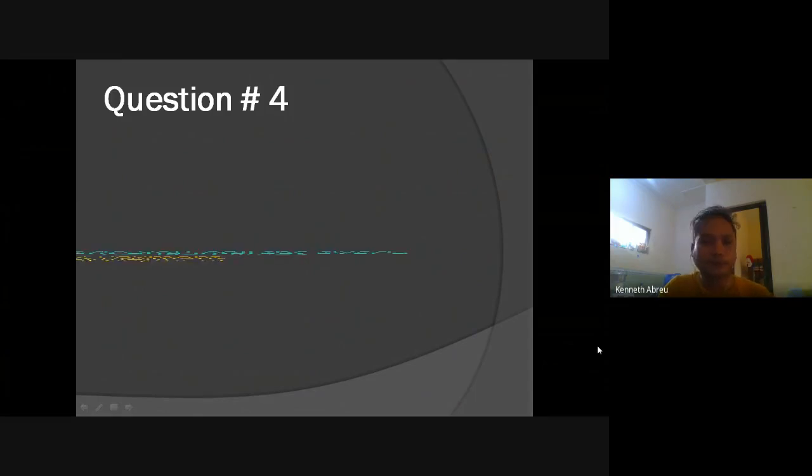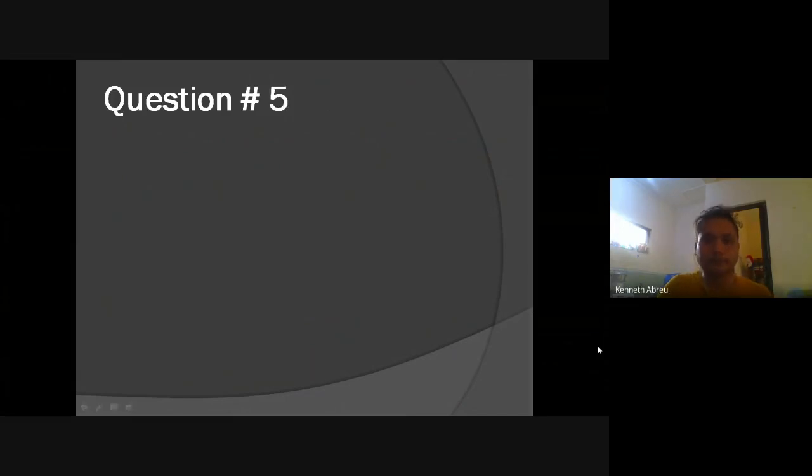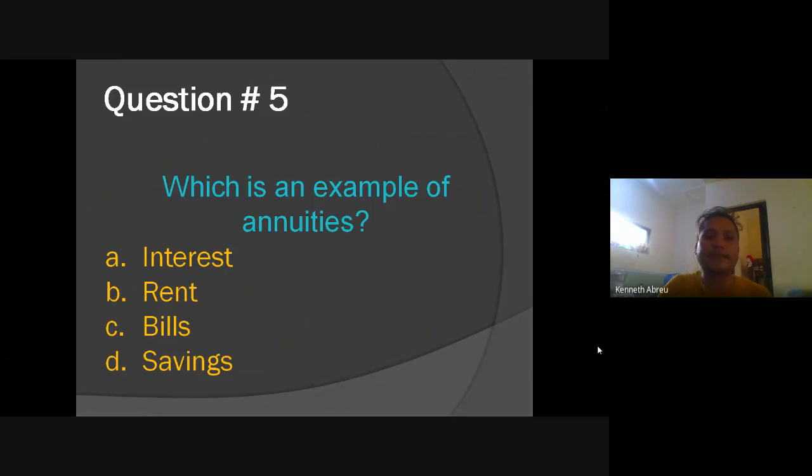Question number 4. What do you call the fixed payment and interest over a specified time? A. Annuity payment. B. Interest payment. C. Due payment. Or D. General payment. Question number 5. Which is an example of annuities? A. Interest. B. Rent. C. Bills. Or D. Savings.